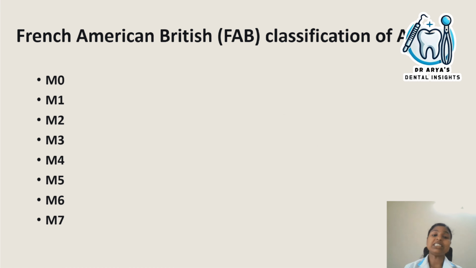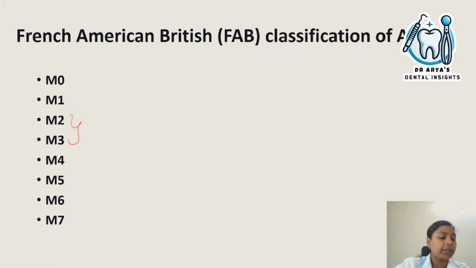So the French-American-British classification of AML is from M0 to M7. What is M0? It is minimally differentiated. M1, acute myeloblastic leukemia with minimal maturation. M2, acute myeloblastic leukemia, or AML, with maturation. Then M3 is acute promyelocytic leukemia. So in M2 and M3, the Auer rods are seen.